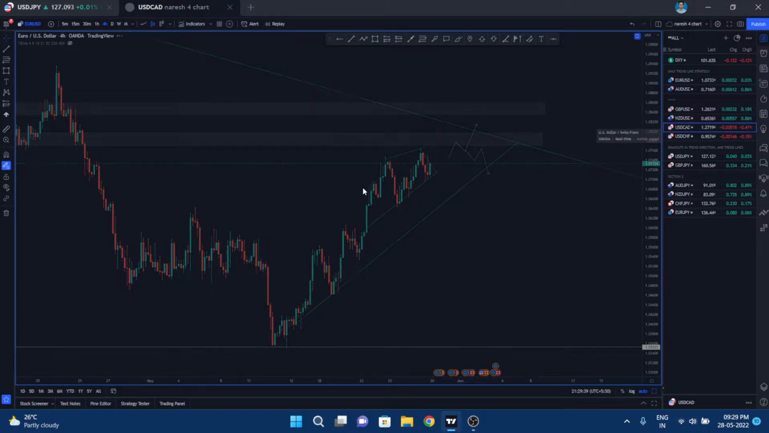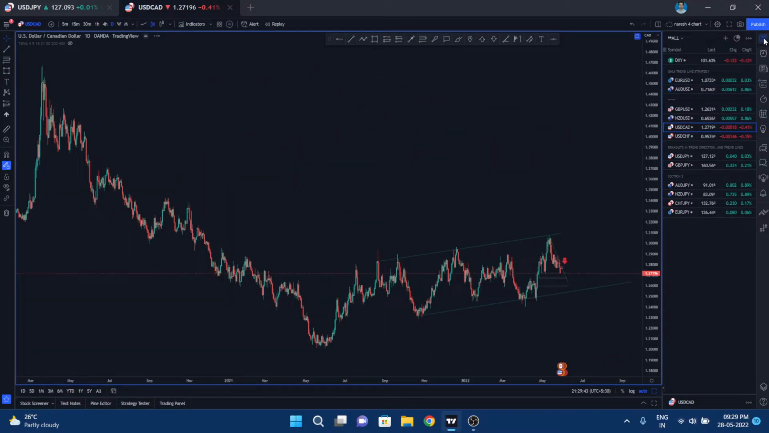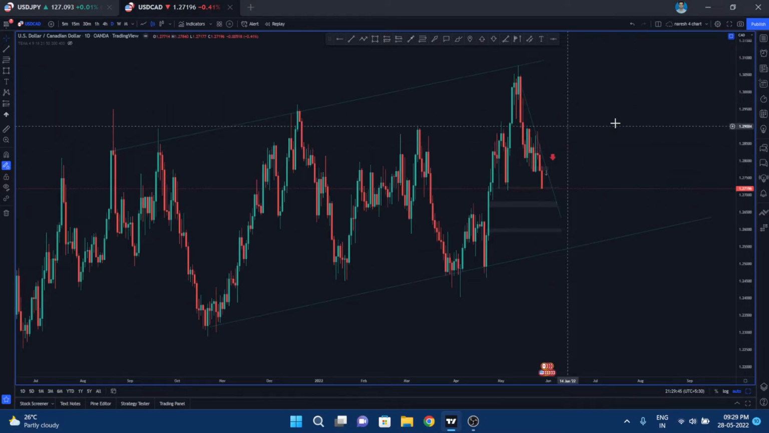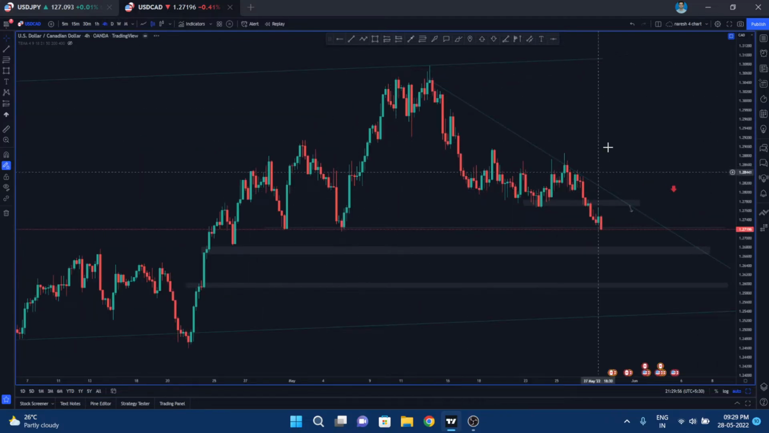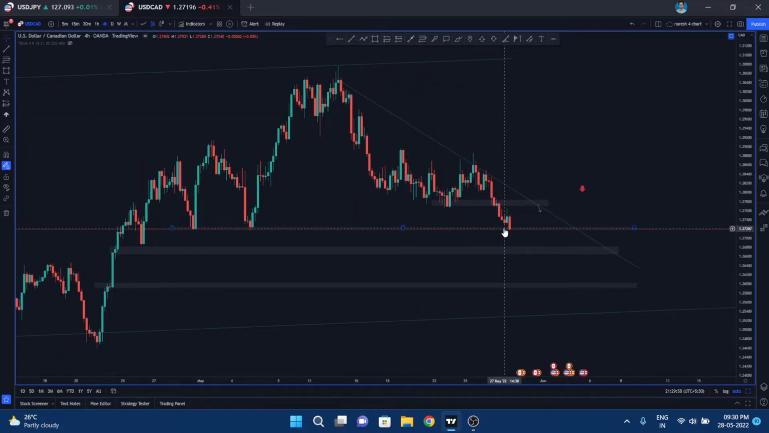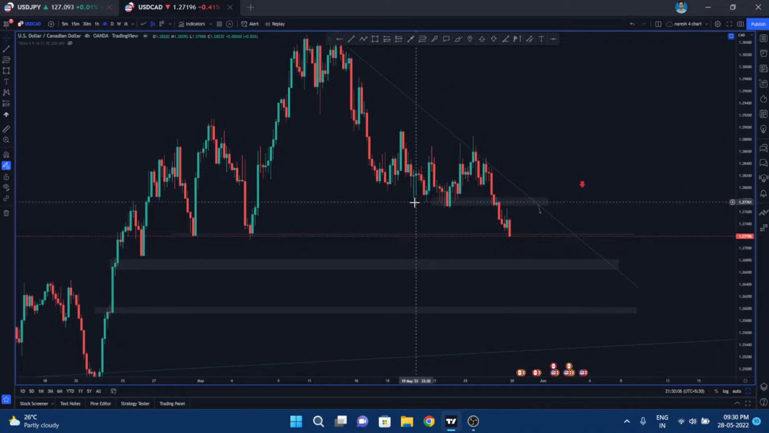So next would be USD CAD, guys. If you can see here on the 1 day time frame, it is trading in a channel pattern and it is respecting both the trend lines as we have drawn before. And if we go to the 4 hour time frame, it is bearish right now and it has approached the support here, and it even closed below the support as well, guys. So as we can see here, it is super bearish.